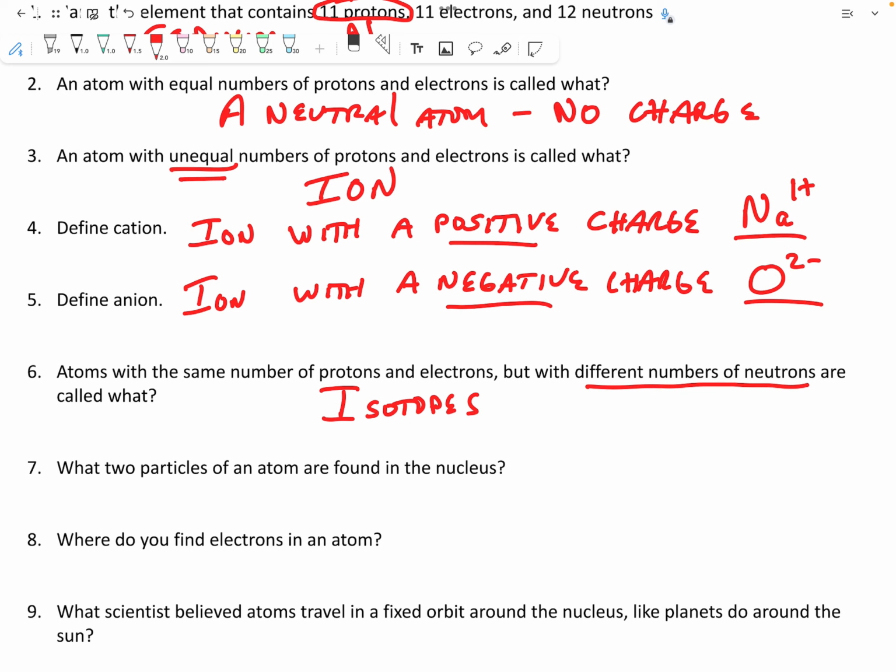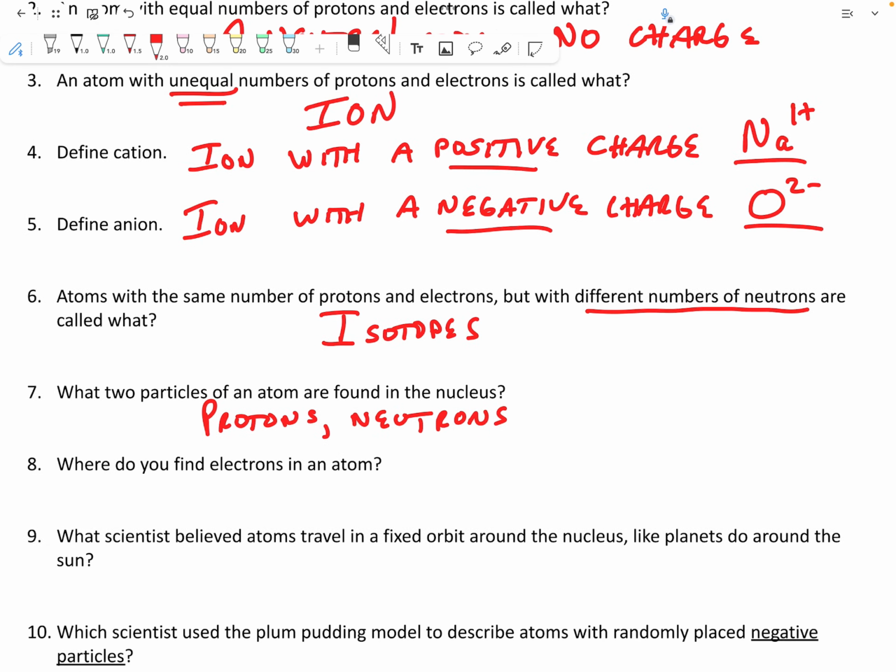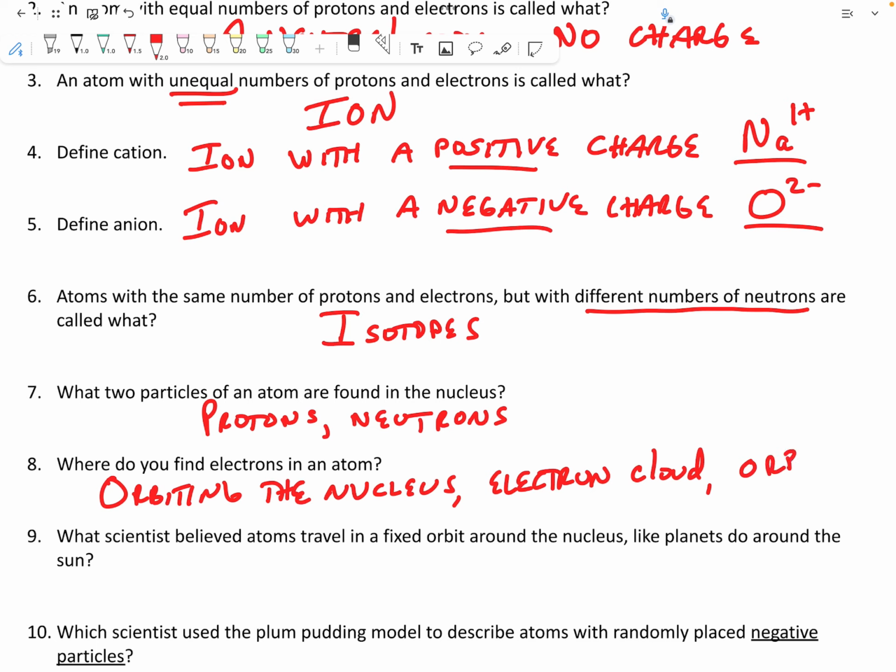7. What two particles in the atom are found in the nucleus? Well, that would be protons and neutrons. They make up the mass of the atom. Now, electrons do a little bit too, but they're so small we don't take them into consideration. Where do you find electrons in an atom? They are orbiting the nucleus. You can say the electron cloud, which is outside the nucleus, or orbits, orbitals. A lot of different names we can give it.